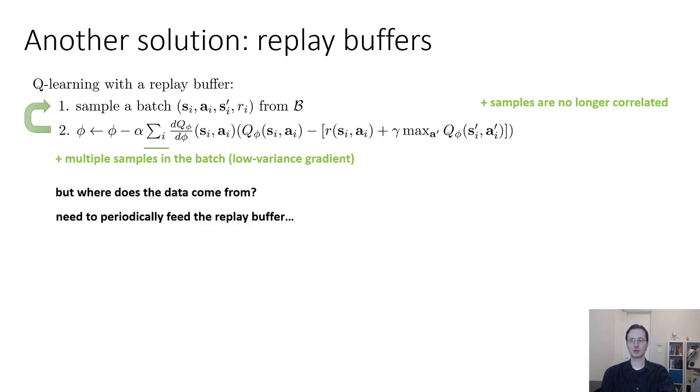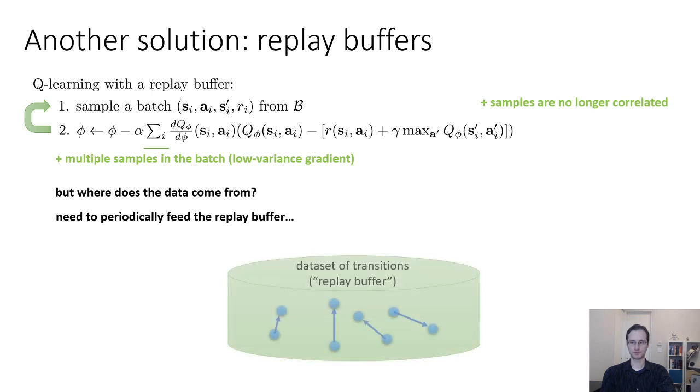Well, what we need to do is we need to periodically feed the replay buffer. Because initially our policy will be very bad, and maybe our initial very bad policy just won't visit all of the interesting regions of the space. So we still want to occasionally feed the replay buffer by using our latest policy, maybe with some epsilon greedy exploration, to collect some better data, some data that achieves better coverage.